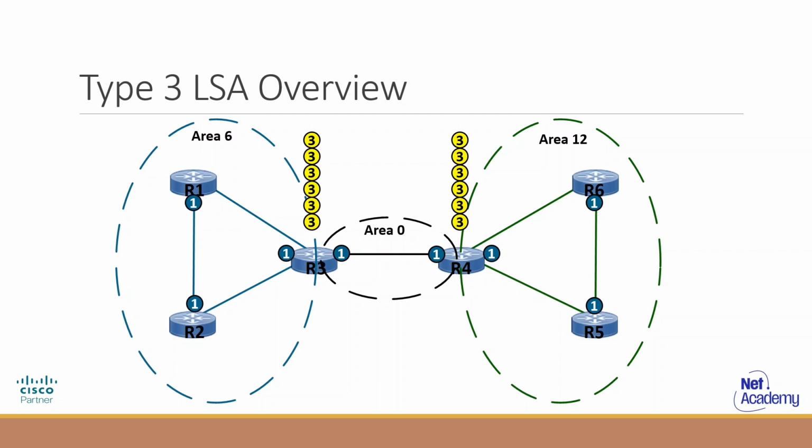It's the ABR summarizing what's available in an area, but it's doing it on a per network basis. It's a one-to-one mapping. If I have 100 unique network statements in Area 6, I will have 100 unique Type 3 LSAs, 1 per. This is important because we can start to see now how we might do filtering, right? We're going to do it on the ABR. Probably that's pretty obvious.